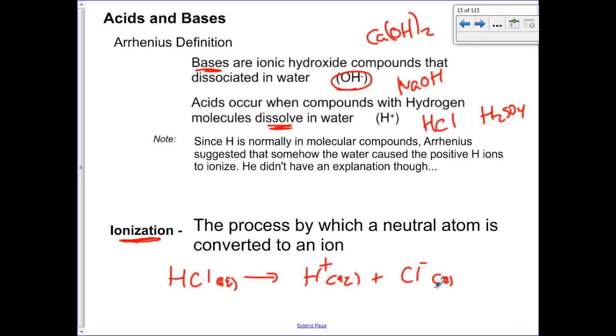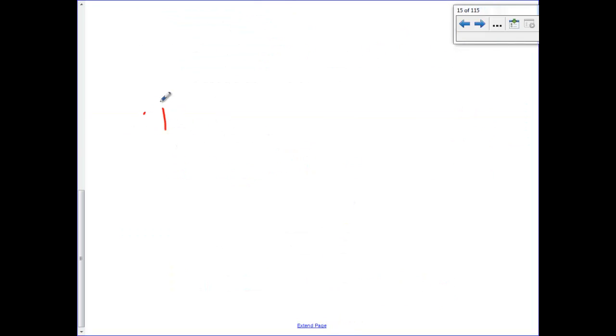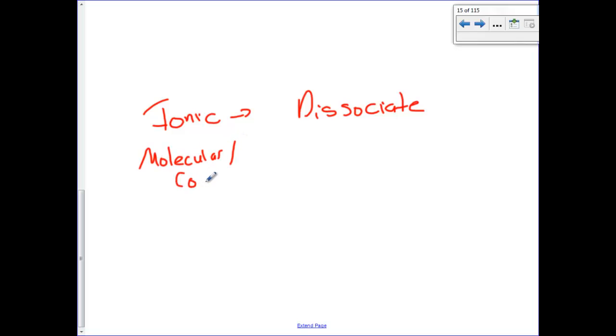So, I'm going to write this down. Ionic things dissociate. Molecular or covalent, whatever you want to call them, if it is an acid, we say they ionize. Nothing different actually happens. It looks the exact same. Something breaks up into positives and negatives, but we just give it a different name. That's all. So ionic things, we say they dissociate. And covalent things, we say they ionize.